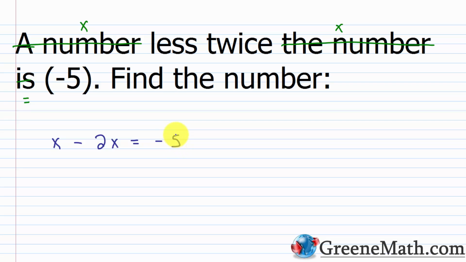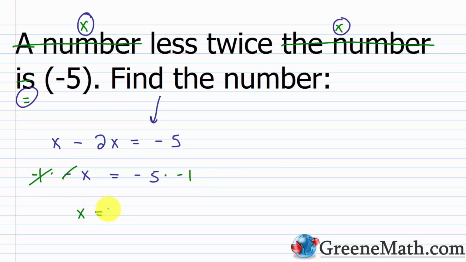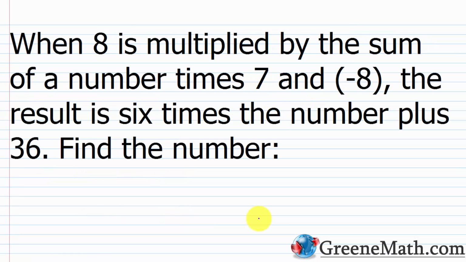Again, once you kind of label things like this, it's very easy to go from this to this, okay? So now I have x minus 2x, that's negative x, and this equals negative 5. If I multiply both sides of the equation by negative 1, or divide by negative 1, whatever you want to do there, this cancels with this, and I have x is equal to negative 5 times negative 1, which is 5. So the number is 5.